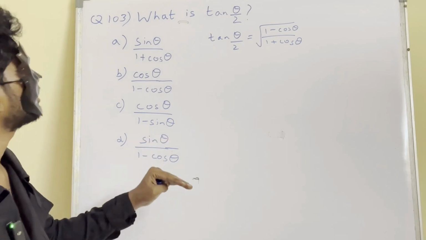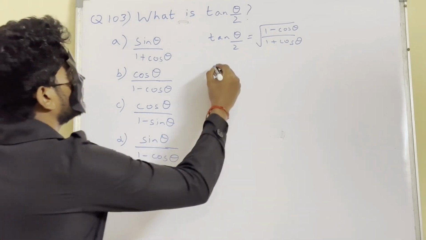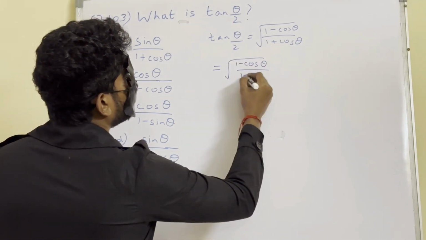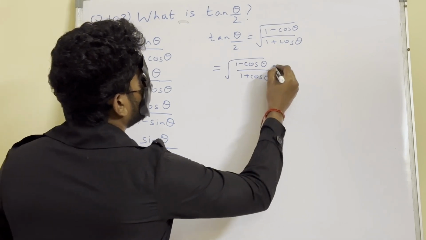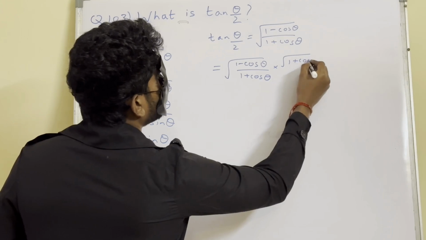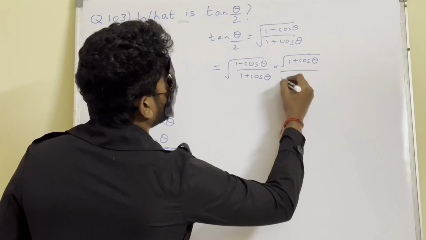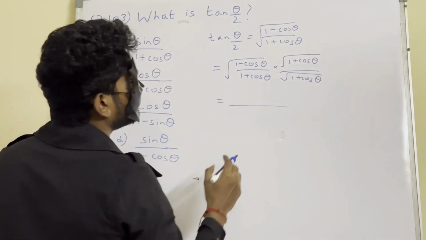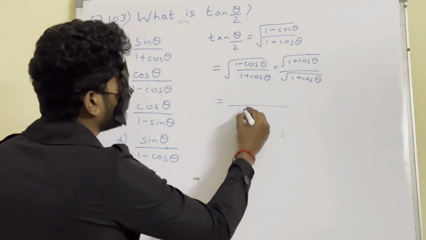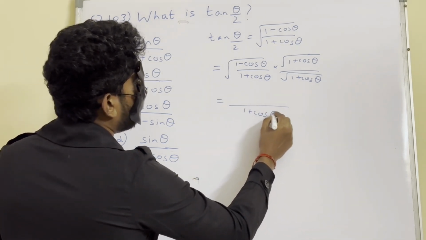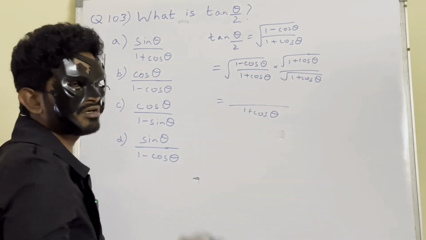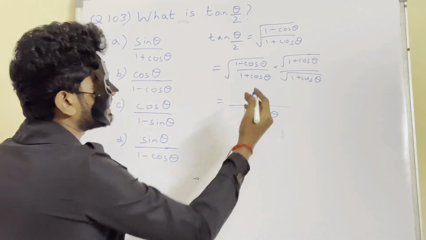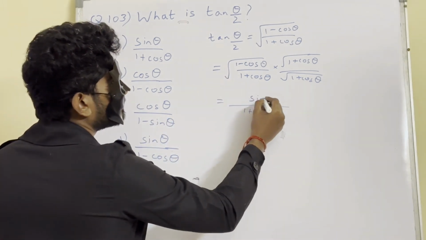We'll multiply numerator and denominator by under root of 1 minus cos theta. So this is nothing but under root of 1 minus cos theta by 1 plus cos theta into under root of 1 plus cos theta by under root of 1 plus cos theta. So in the denominator it will be nothing but under root of 1 plus cos theta and under root of 1 plus cos theta will be 1 plus cos theta. Means 1 minus cos theta and 1 plus cos theta will be 1 minus cos square theta, which is nothing but equal to sin square theta. So under root of sin square theta, which is nothing but equal to sin theta.